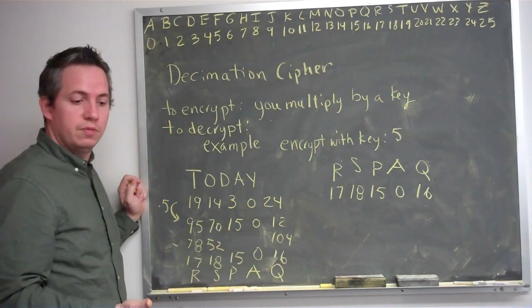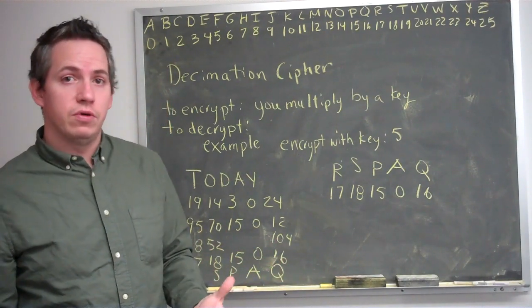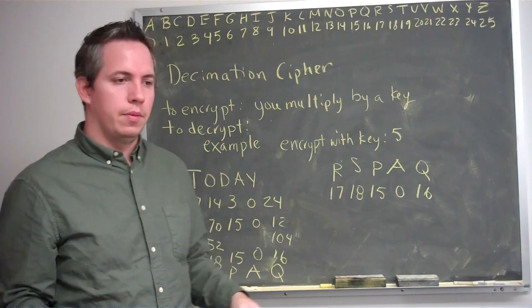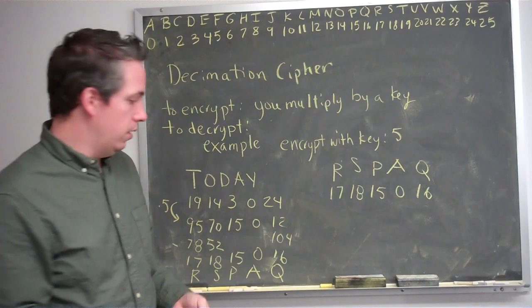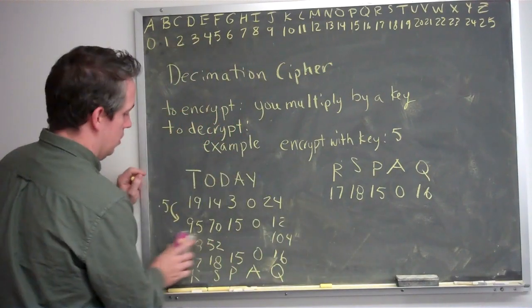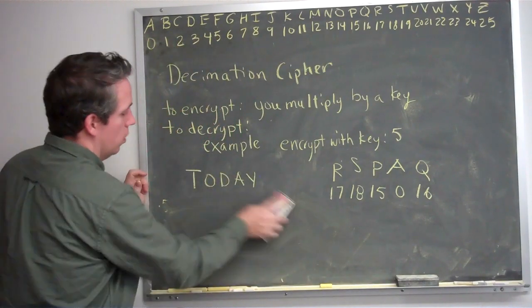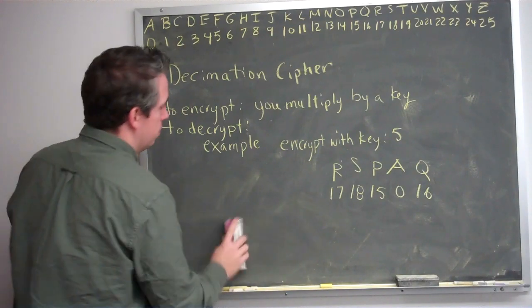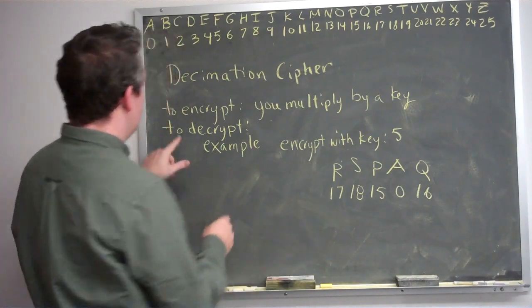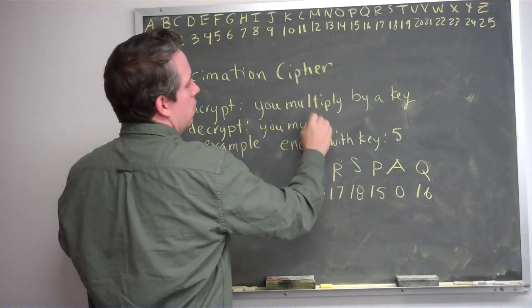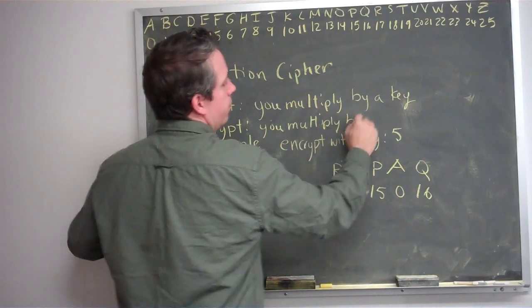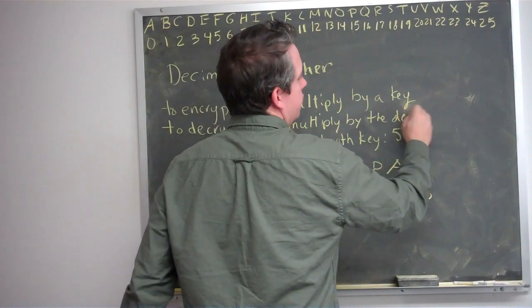What you can do instead is multiply by what would be the inverse, or like the reciprocal when you're talking about multiplication. The inverse for a key is what we call the decryption value. So for each key that we're allowed to use, we have a decryption value. So to decrypt, you're going to multiply by the decryption value.